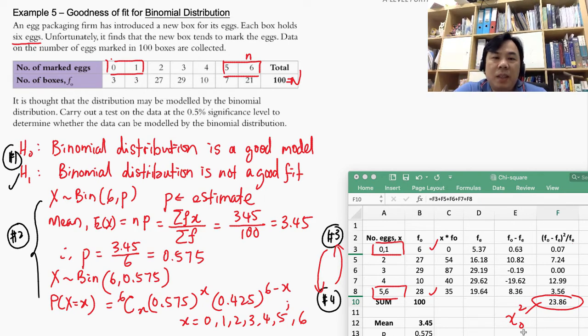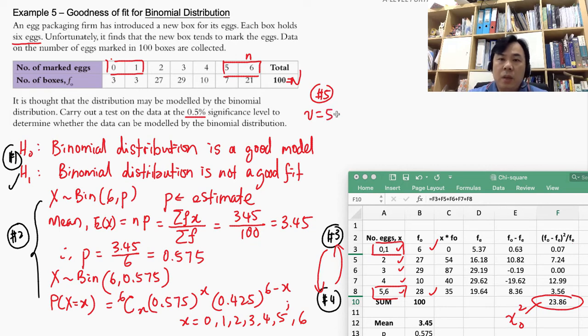Okay, now step number 5 is the easiest step. Step number 5, we know our significant level. So all we need to do is find out our degree of freedom. Since we estimated 1, we have to calculate how many rows, how many categories we have. 1, 2, 3, 4, 5. You only have 5 categories.